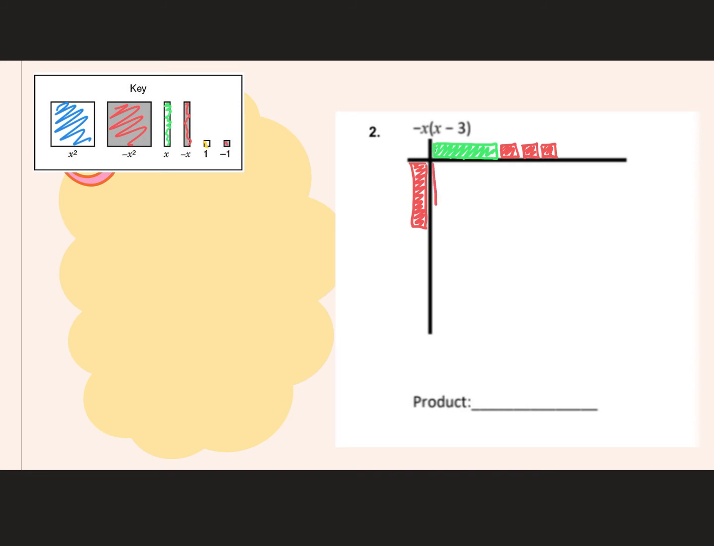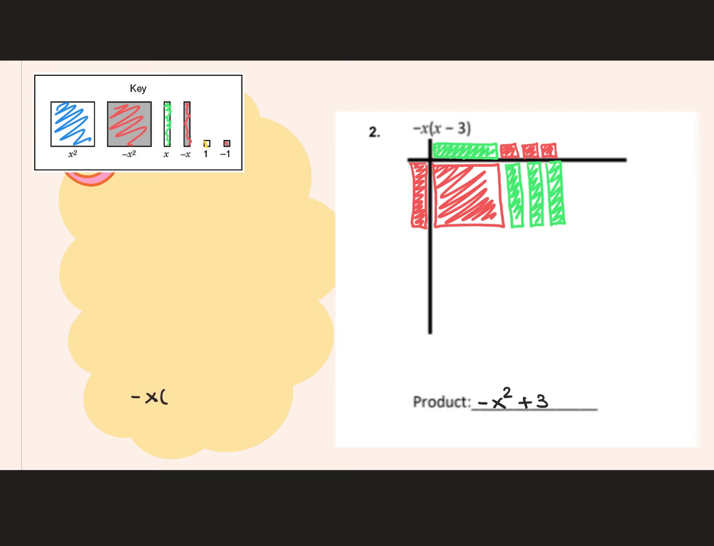me negative X squared. So I'm going to draw my red rectangle here, square. Then I have negative X times negative 1, which is going to give me positive X. Negative X times negative 1, which is going to give me another positive X. And negative X times negative 1, which is going to give me a positive X. All right, so my product here is going to be negative X squared plus 3.